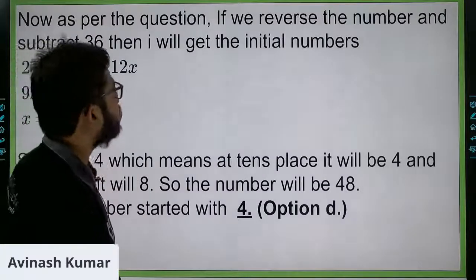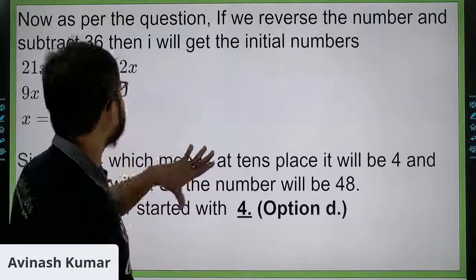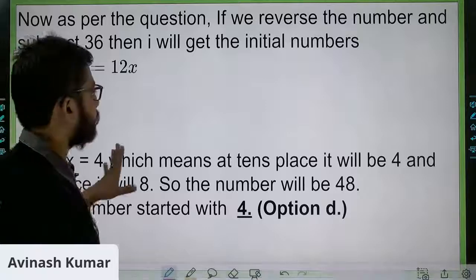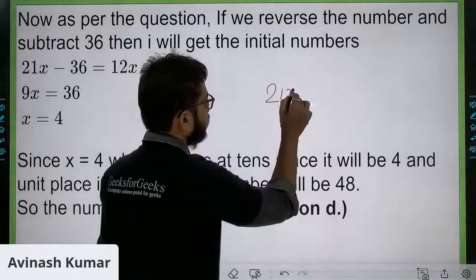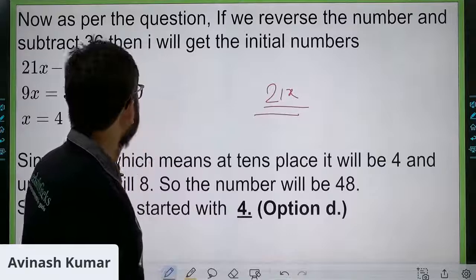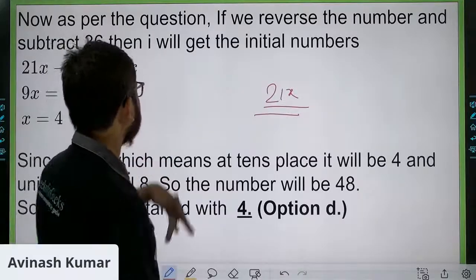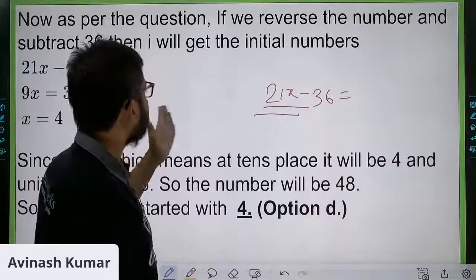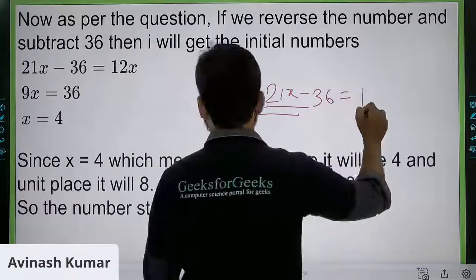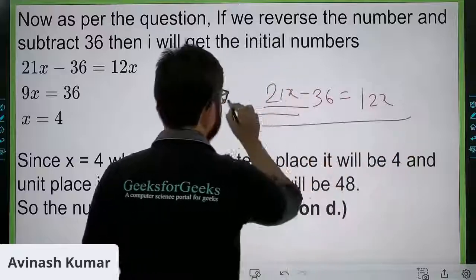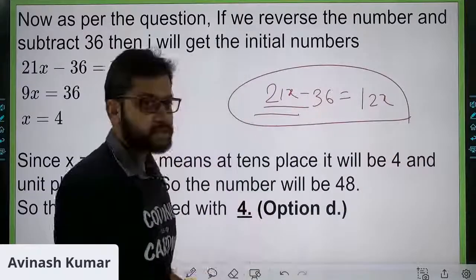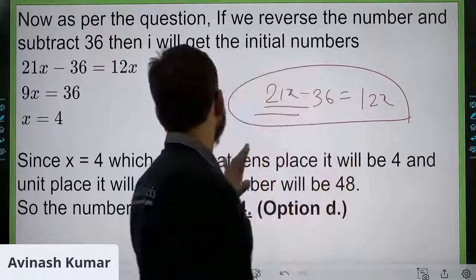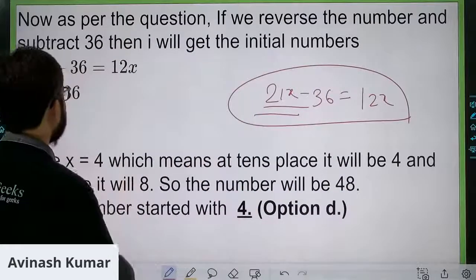As per the question, we reverse the number and subtract 36 from it. Once we have reversed the number, what we have got is 21x. Subtracting 36 from it, we will get the initial number, which was 12x. So on reversal of the number, we subtract 36 from it, then we will get the initial number.